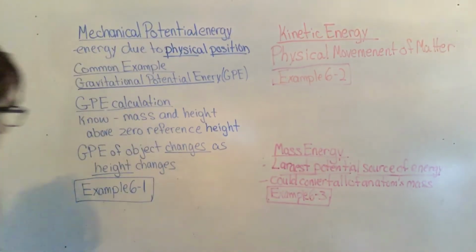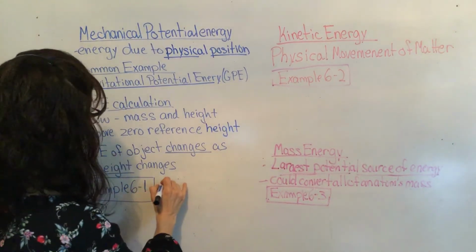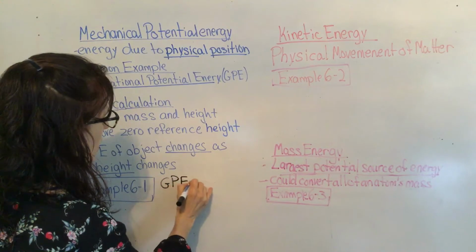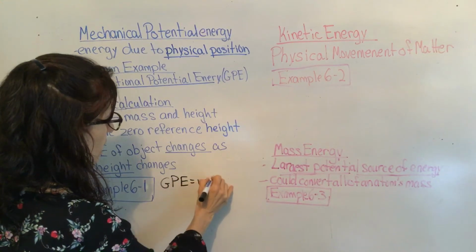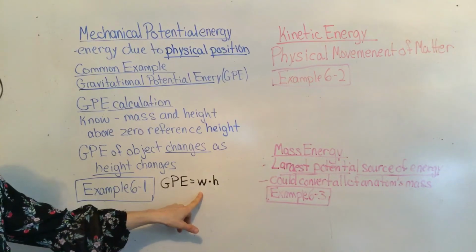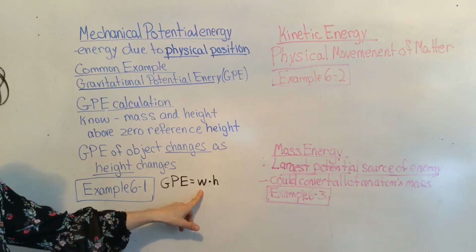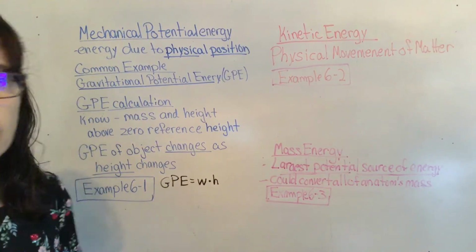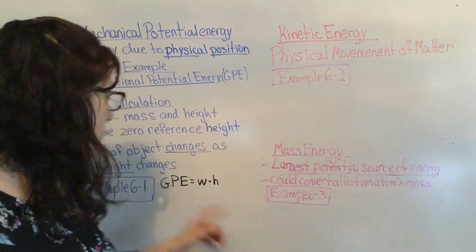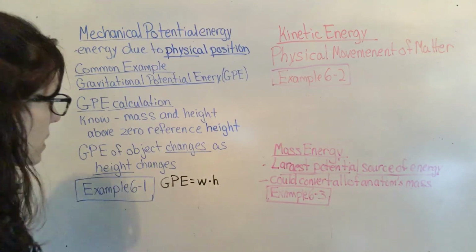All right, our formula is, let's write this here, gravitational potential energy equals weight times height. Let's focus in on weight first. Once you write that down, weight has to be in newtons, and we were not given a weight. We were actually given a mass. So we need to convert the mass to weight. Let's write down what we were given now.